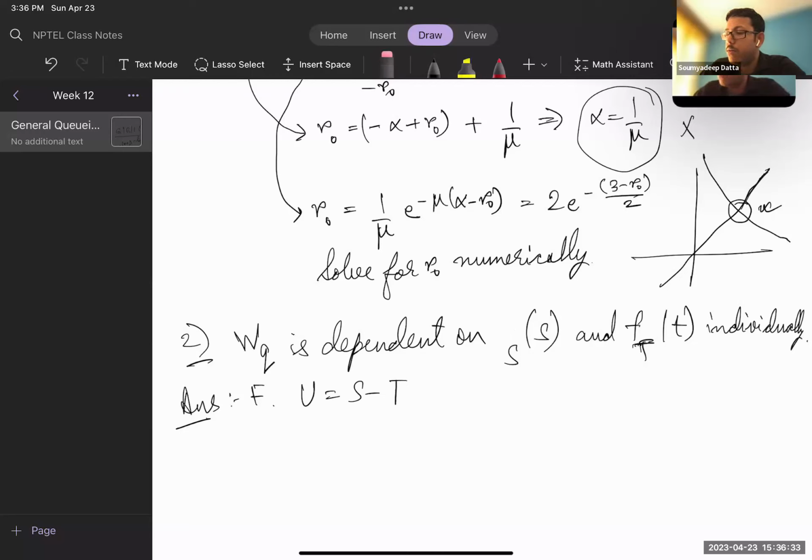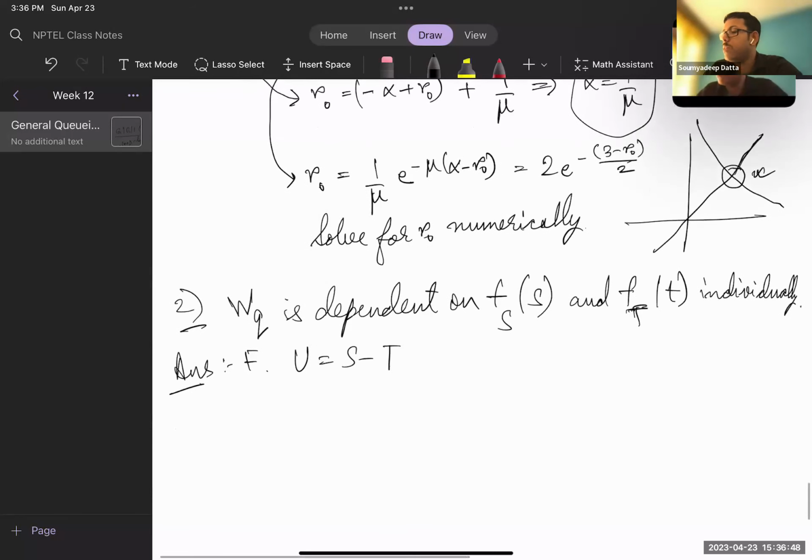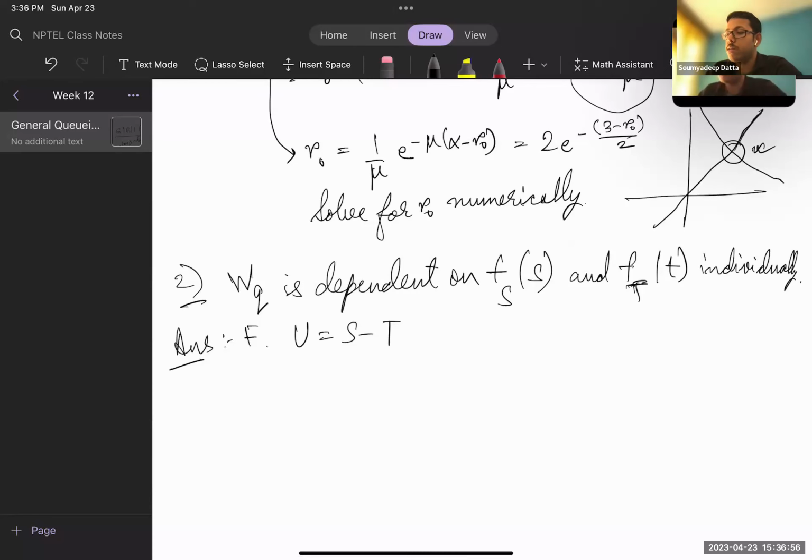So we can have two different situations of FSS and FTT, but maybe the distribution of u for both of those cases is the same, because s minus t somehow turns out to have the same distribution. We can cook up some corner cases like this. So it actually is not dependent on each of these individually, but on the distribution of s minus t. So that's why the answer for this is false.